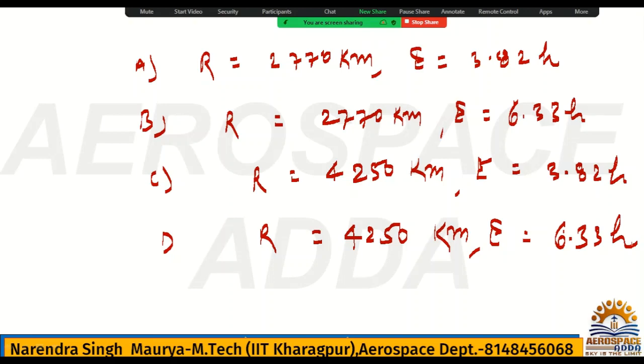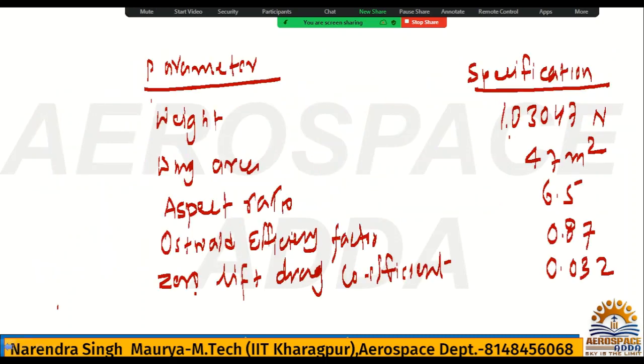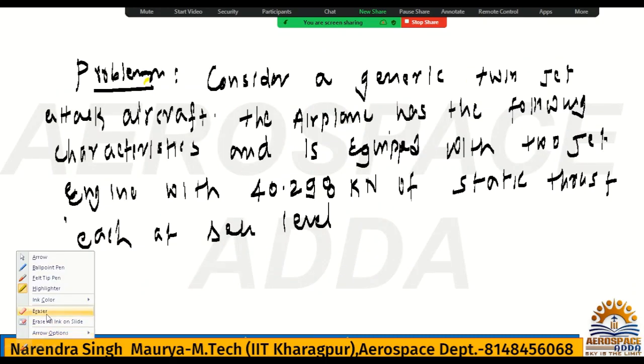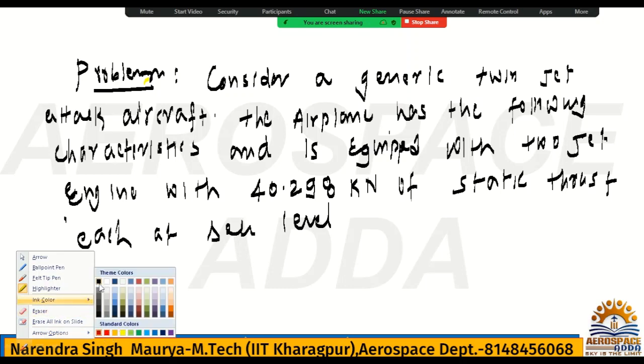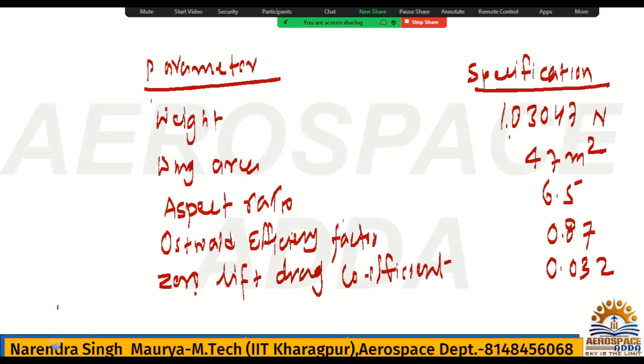All right. Now, let me circle the important part here. This is the general information for the aircraft they have given to you. They have given a generic specification of the jet attack aircraft. And what is the important point here? That weight. Wing area they have given to you, 47 meters square, aspect ratio or Oswald efficiency factor, zero lift drag. So this is the information they have given to you. Yes or no? Now we'll go for the next part.